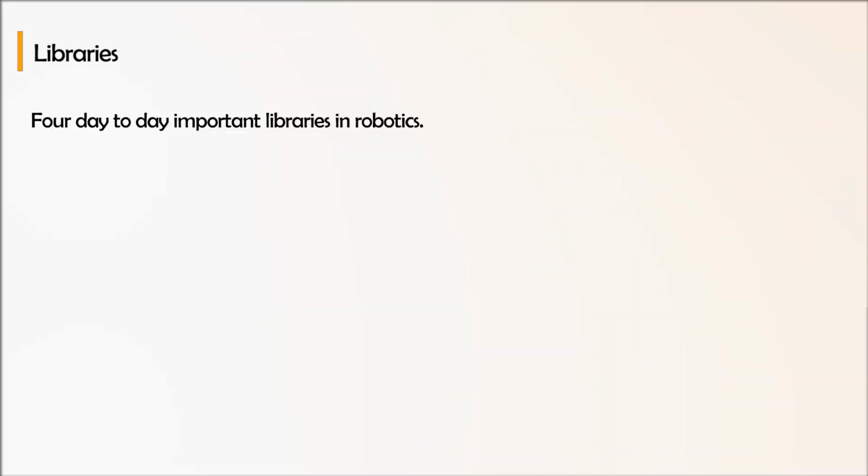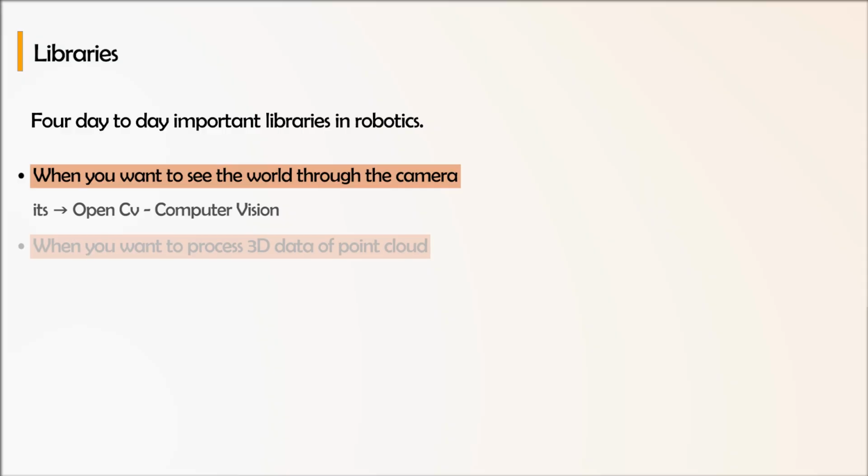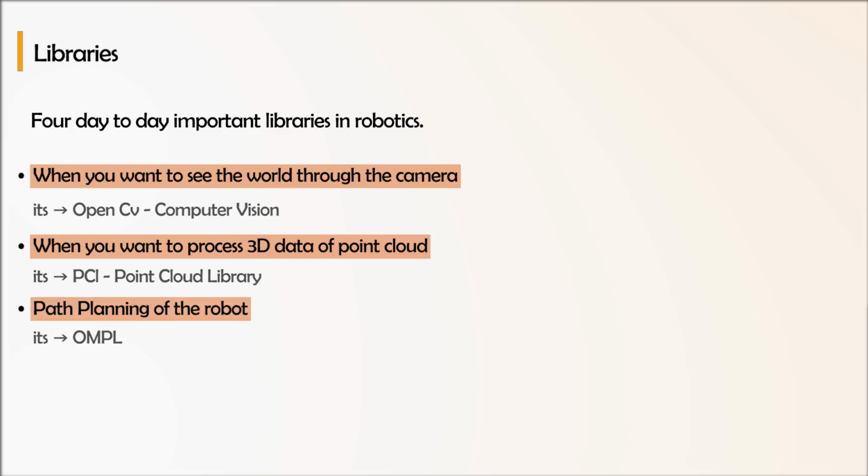The libraries we used are the 4 day-to-day important libraries in robotics. When you want to see the world through camera, it's OpenCV, computer vision. When you want to process the 3D data of point cloud, it's PCL, point cloud library. And OMPL for path planning of robot in 3-dimensional data, also PyTorch for AI extension into your robotics.